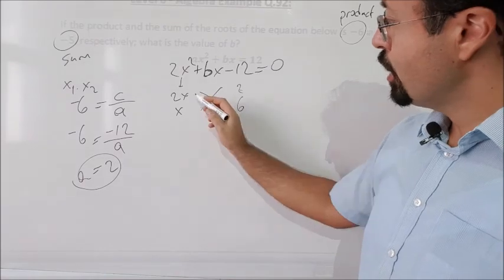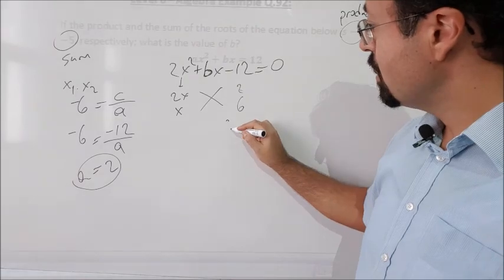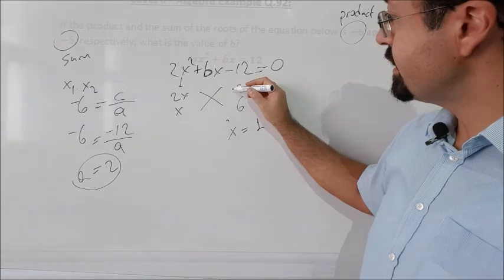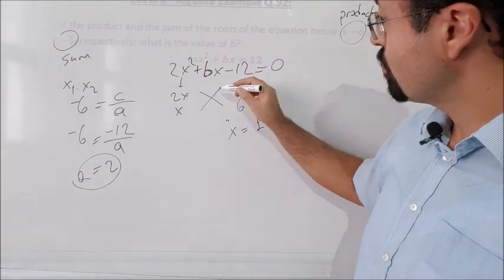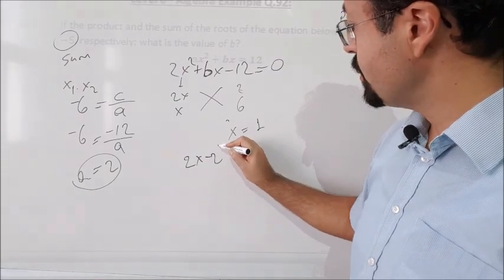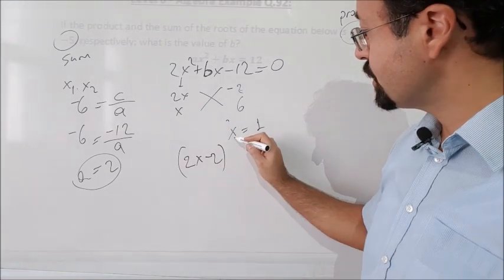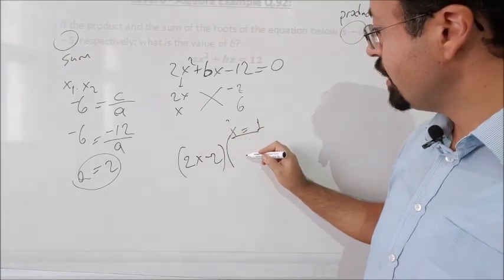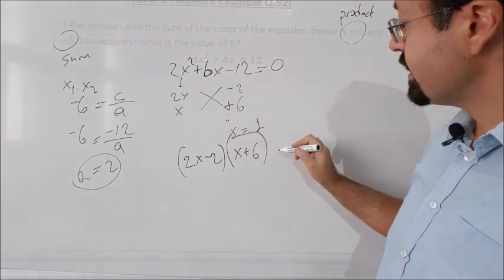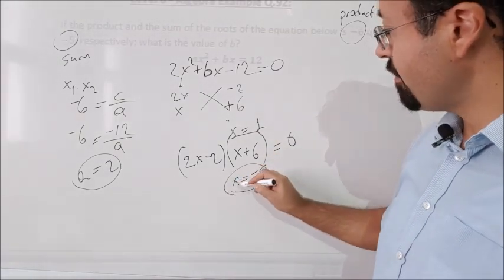Because, take a look at it. 2x and 2 will give us x is 1. Of course, this is 2x, so 2x minus 2. So this has to be minus 2x minus 2. So x is going to be 1. And the other one is going to be x plus 6.